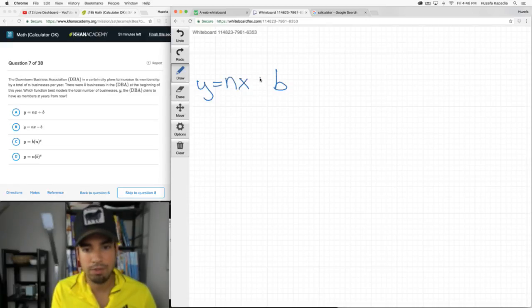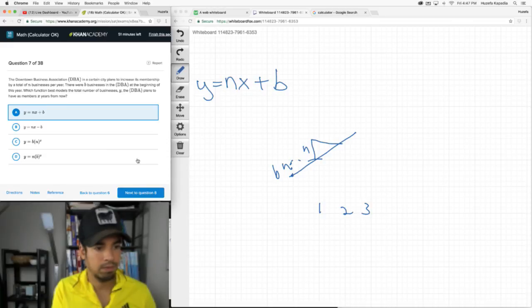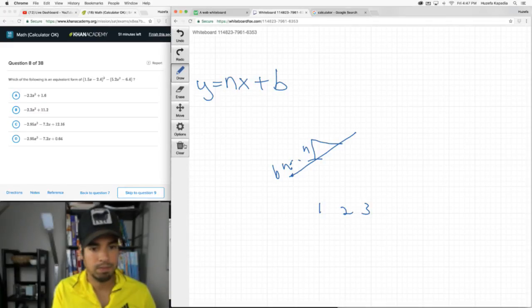This is a straight linear function. We're starting at B, right? And then we're going up by whatever that slope is, N. So each year, if this is 1 year, 2 years, 3 years, the change up will be N. So we should have Y equals NX plus B, which is right here. That's it. Okay. Which of the following is equivalent to this?